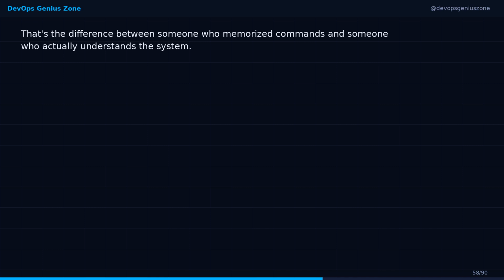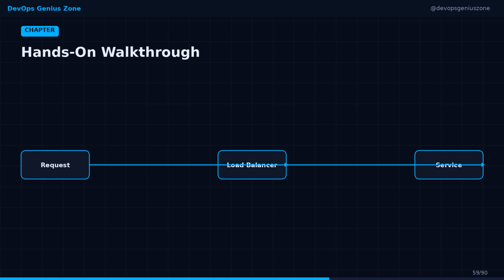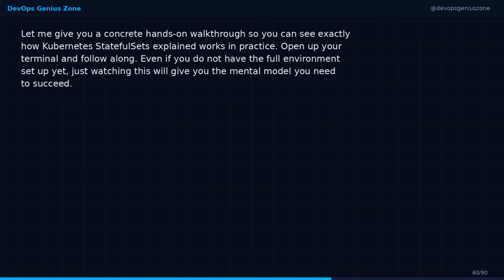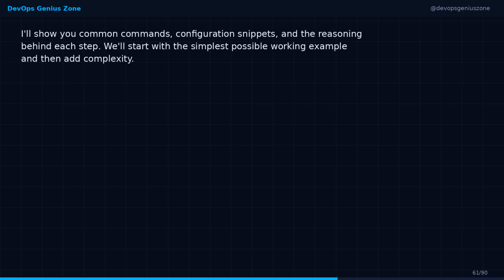Let me give you a concrete hands-on walkthrough so you can see exactly how Kubernetes StatefulSets explained works in practice. Open up your terminal and follow along. Even if you do not have the full environment set up yet, just watching this will give you the mental model you need to succeed. I'll show you common commands, configuration snippets, and the reasoning behind each step. We'll start with the simplest possible working example and then add complexity.